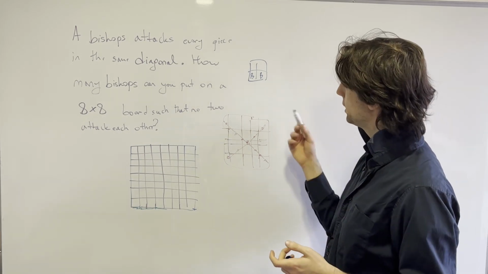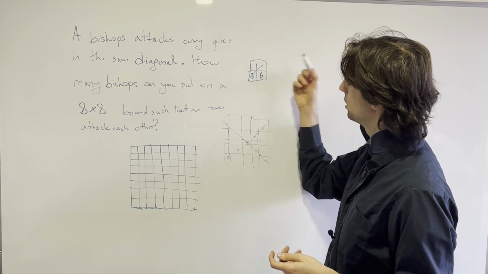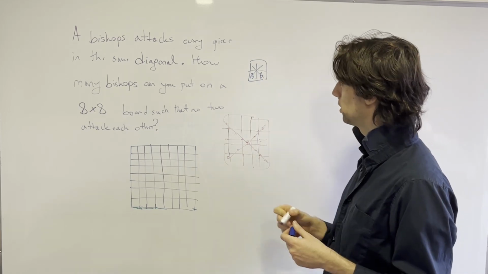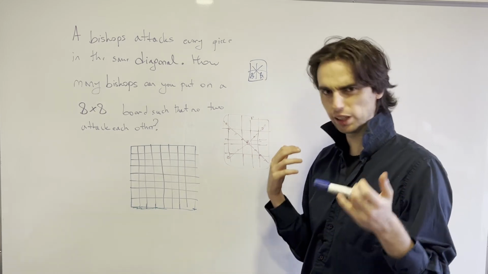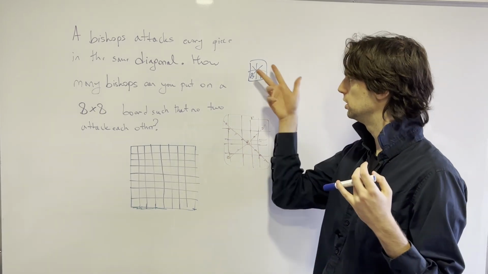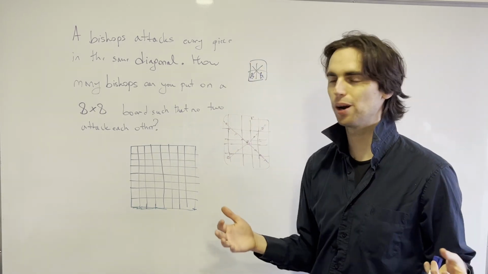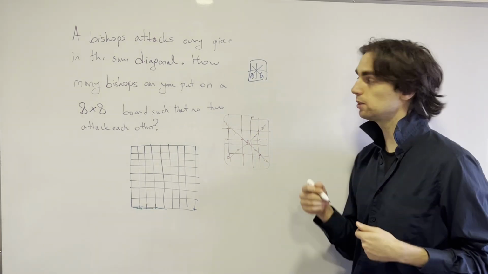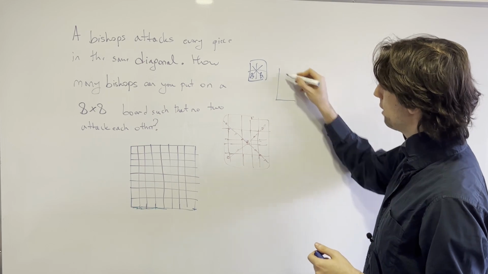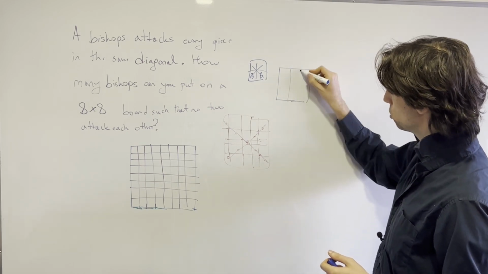Well, there's this diagonal, and there's this diagonal. There are these 2 diagonals. You can put 1 bishop on each of those. These 2 diagonals cover all the 4 squares, so you can put 2. Okay, sounds very reasonable. So now how about a 3 times 3 board, right?